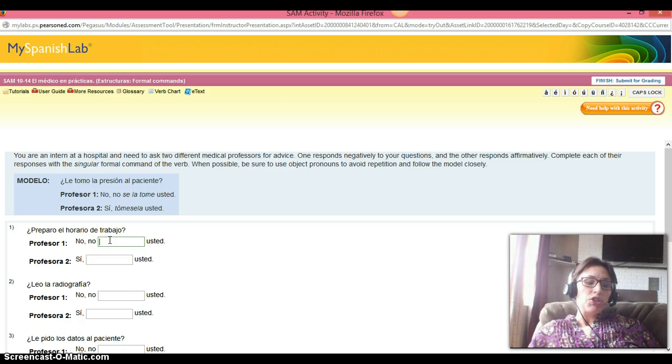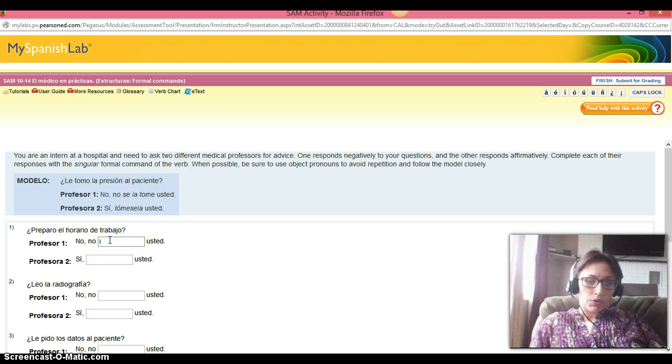So the first one, the question is, preparo el horario de trabajo. The verb is preparar, an AR verb, and we're going to replace el horario de trabajo. That is the direct object in the sentence, so we're going to replace it with the direct object pronoun lo. So for Profesor Uno, we're going to say no lo prepare.